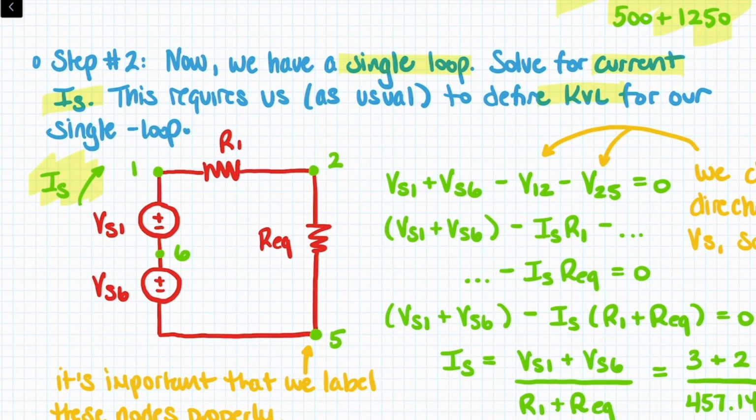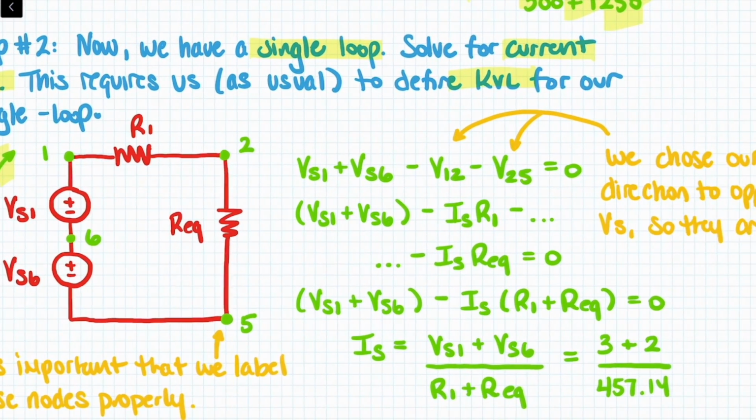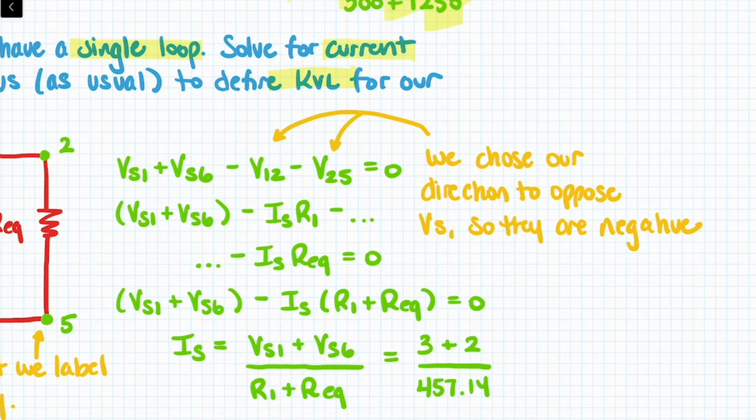Okay, so we have this single loop. We want to solve for the current IS, and that requires us, as usual, to define KVL for that loop. So that's what we've done over here. We're using VS1 as our referential positive polarity, which gives us a KVL of VS1 plus VS6 minus V12 minus V25. If you have questions about that and how to apply KVL, I recommend you look back at some of the earlier lectures.